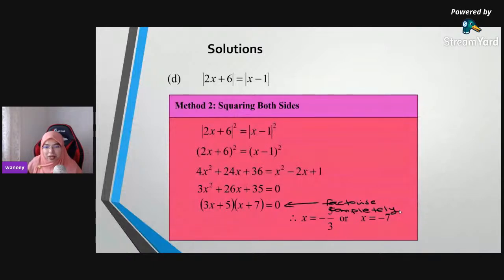Tak nampak dah negative 5 tu. Nak padam balik ke? Tak apa kot, nampak kot. Boleh lah. Okay lah tu.